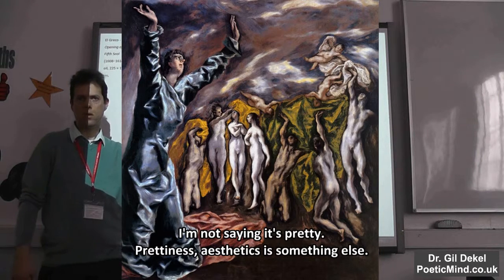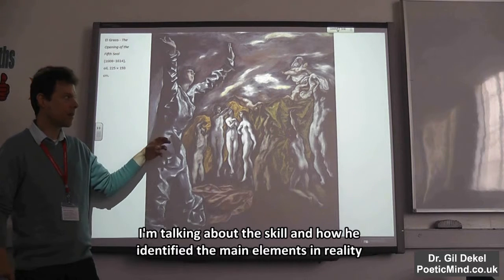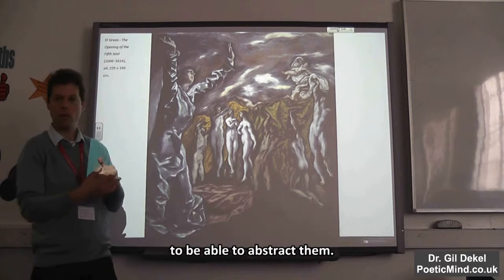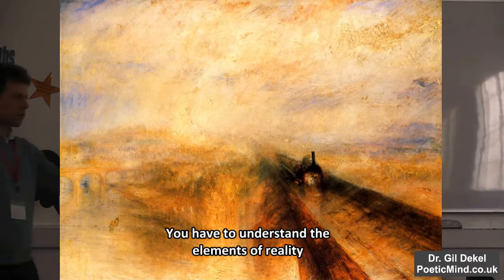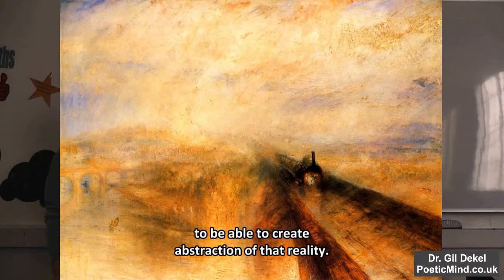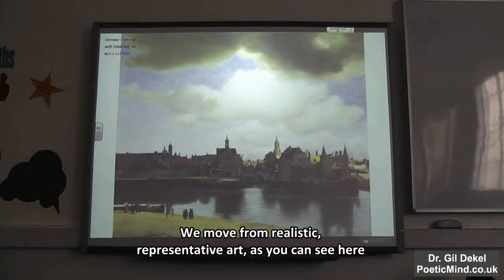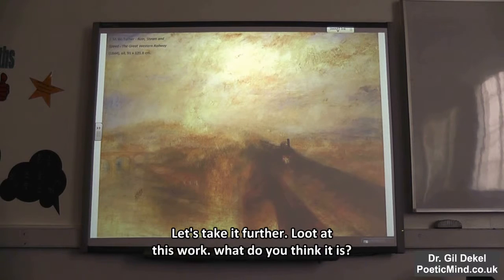I'm not saying it's pretty. Prettiness, aesthetic is something else. I'm talking about the skill and how he identified the main element in reality to be able to abstract them. You have to understand the elements of reality to be able to create abstraction of that reality. Now we moved from realistic, naturalistic, as you can see here, to more and more abstract, emotional, expressionist. Let's take it further.